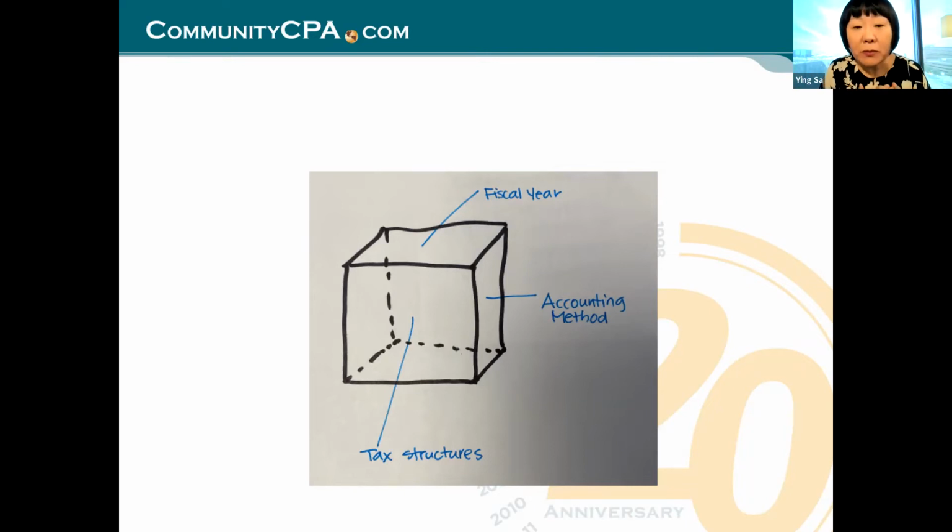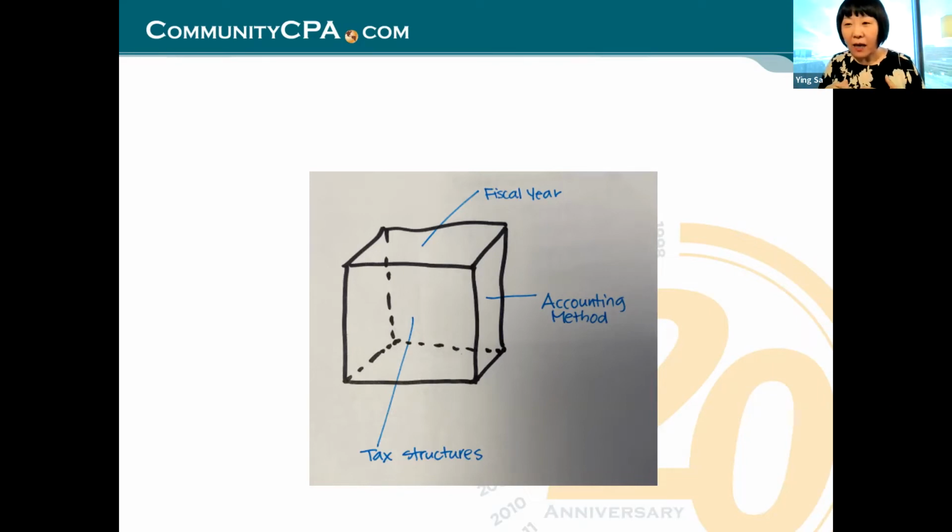And what do you do? You spend more money. So you spend $100, save $2, $20, right? So this box tells you that tax planning is not horizontal, is not flat. It is actually 3D, three-dimensional. So why is it three-dimensional? We have fiscal year as one consideration. Then we have accounting method as another consideration. Then we have tax structure as our third consideration.